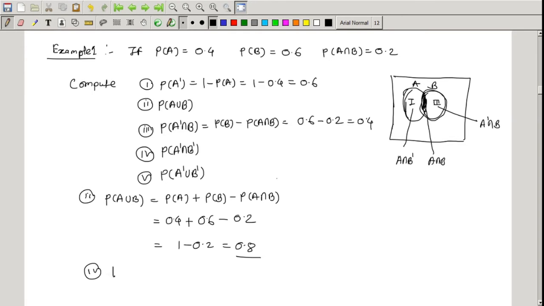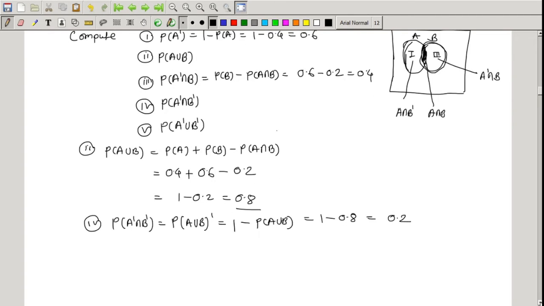Here to get the answer for this fourth part, that is P of A dash intersection B dash, first we apply De Morgan's law, which is same as P of A union B complement, correct? A dash intersection B dash is same as A union B complement, so which is equal to 1 minus P of A union B, and we know P of A union B is 0.8. So 1 minus 0.8, so the answer is 0.2. This is my P of A dash intersection B dash.